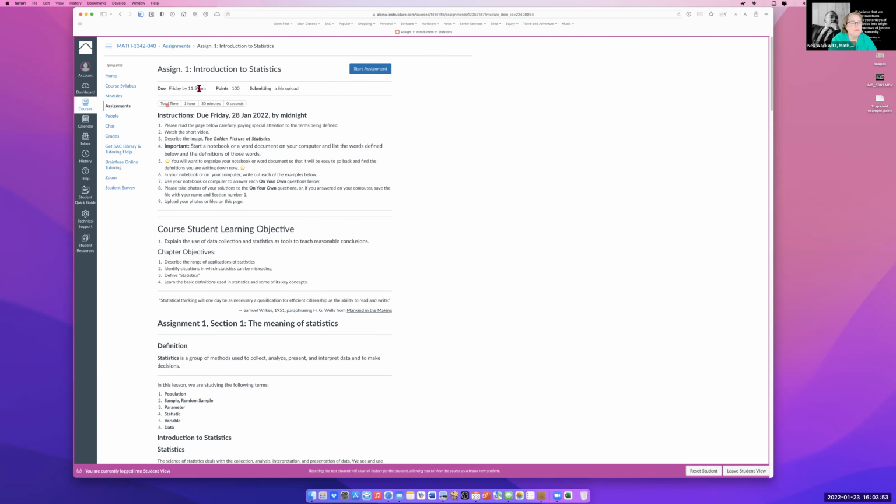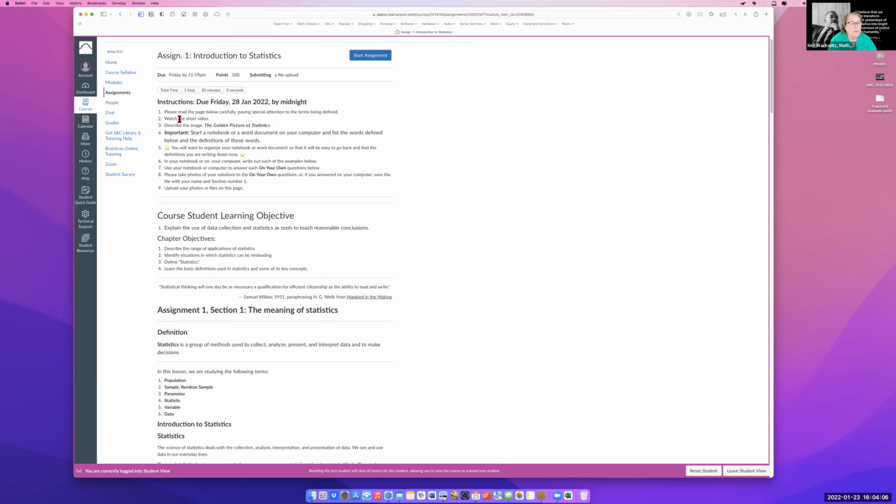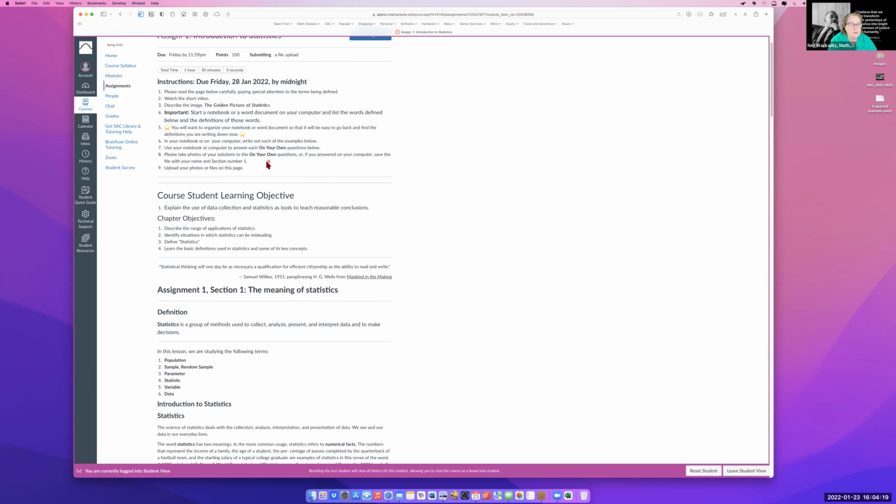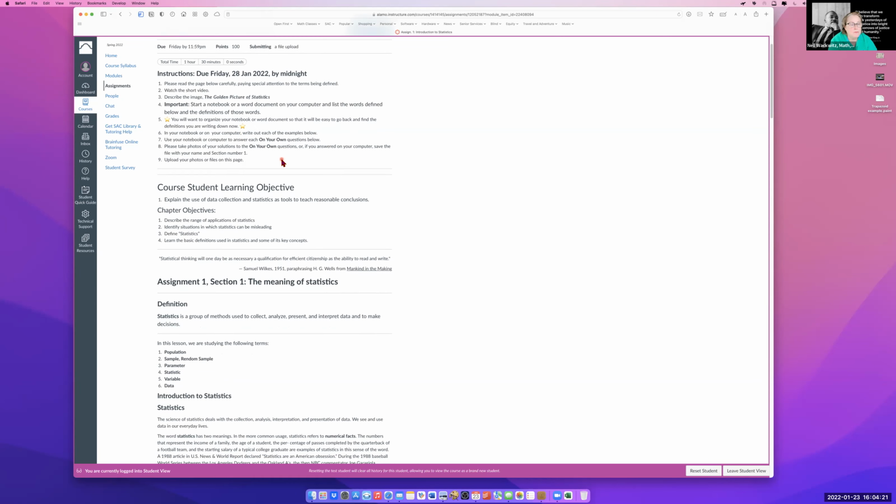Okay, so we've got assignment 1, Introduction to Statistics. It'll take about an hour and 30 minutes to do this assignment. And I repeated all of the instructions that are on the previous page. So I want you to read the page carefully, write down the terms, describe the image below, describe all of these things in your notebook, and especially the on your own questions.